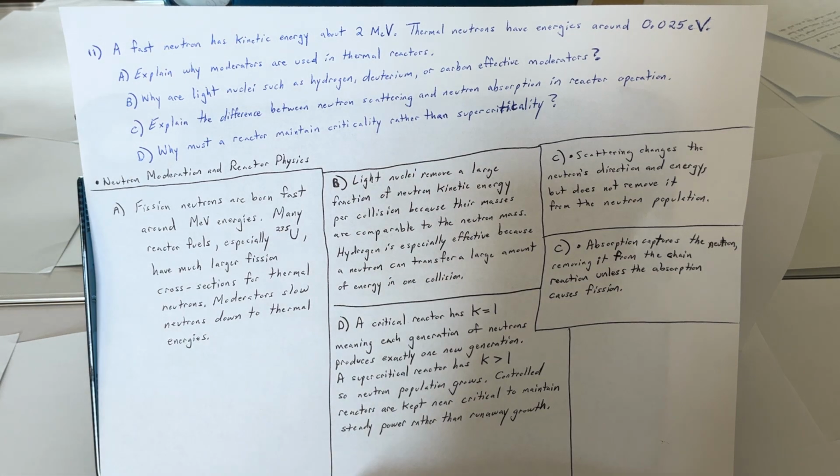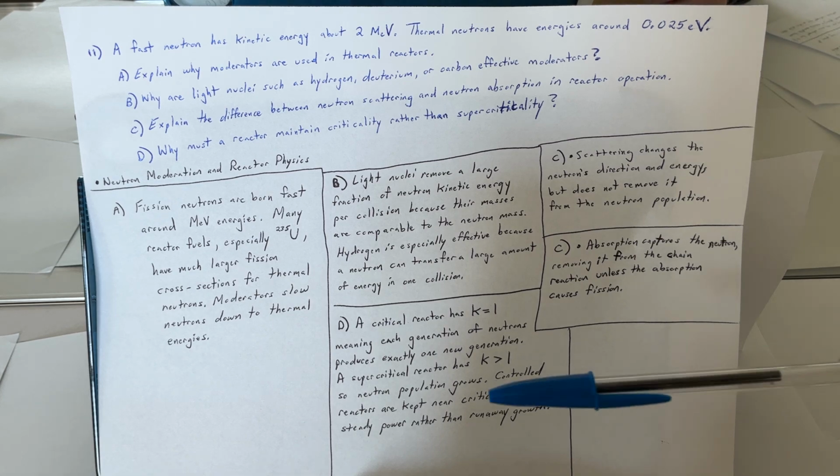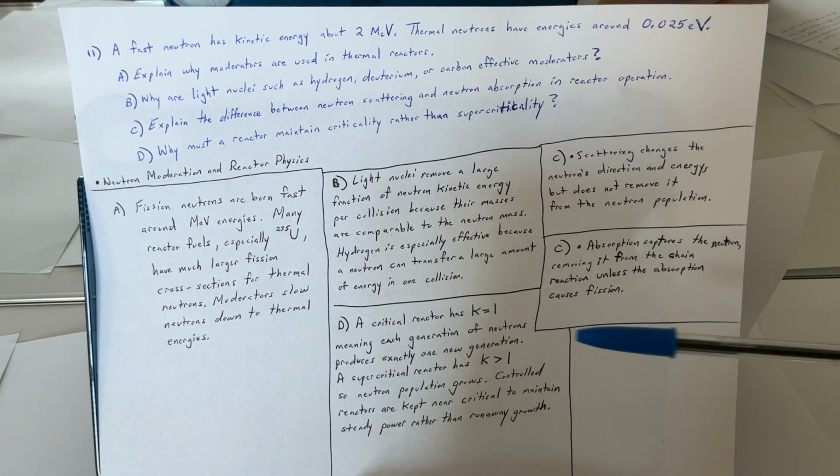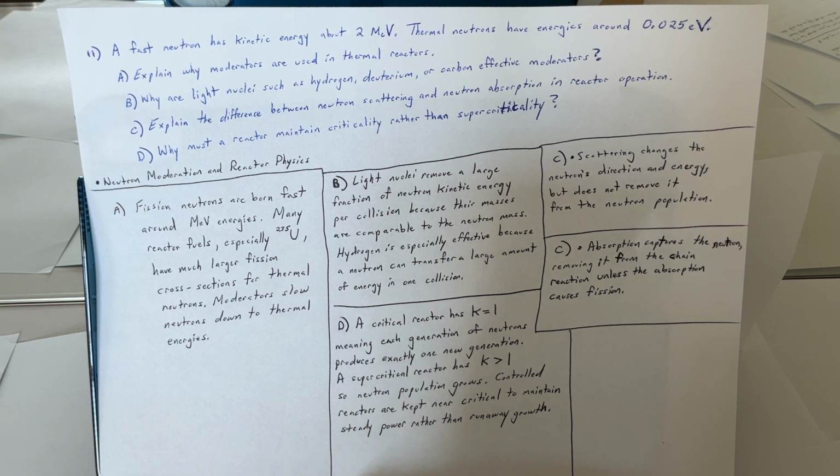And for part D, why must a reactor maintain criticality rather than supercriticality? So for part D, a critical reactor has k equals 1, meaning each generation of neutrons produces exactly one new generation. A supercritical reactor has a k value greater than 1, so the neutron population grows. Controlled reactors are kept near critical to maintain steady power rather than runaway growth. And that is very, very super important.